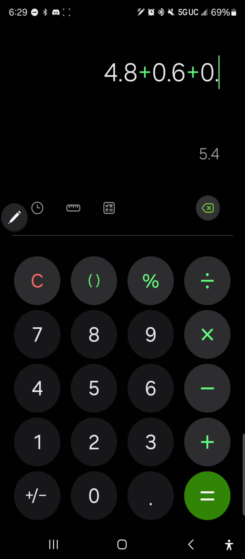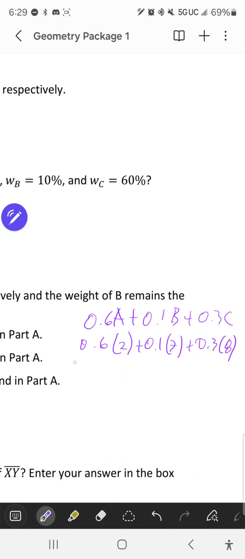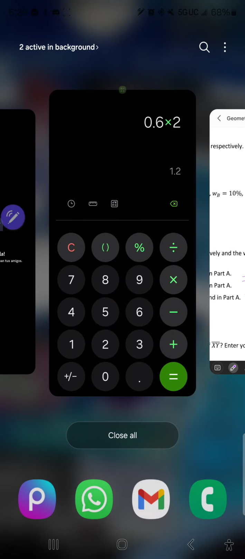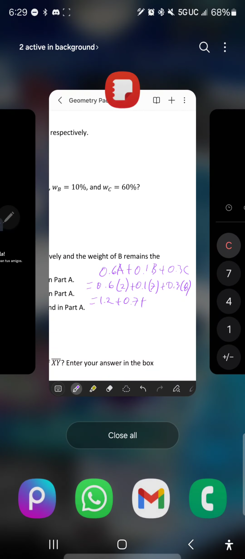Now we go to our calculator. 0.6 of 2 is 1.2, plus 0.7, plus 0.3 of 8 is going to be 2.4.